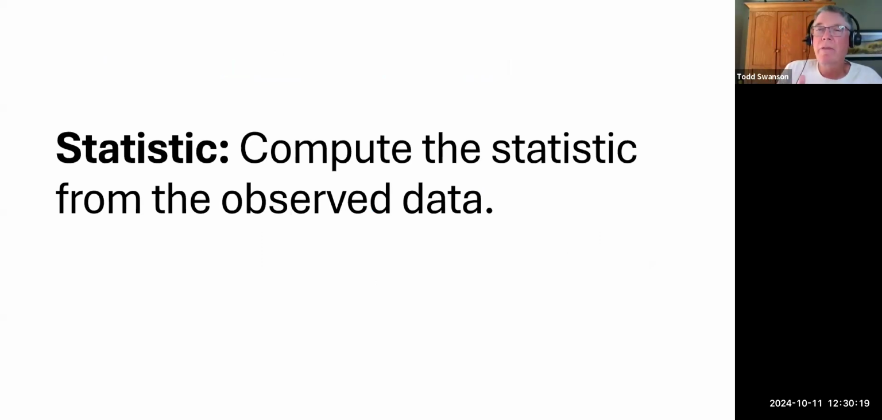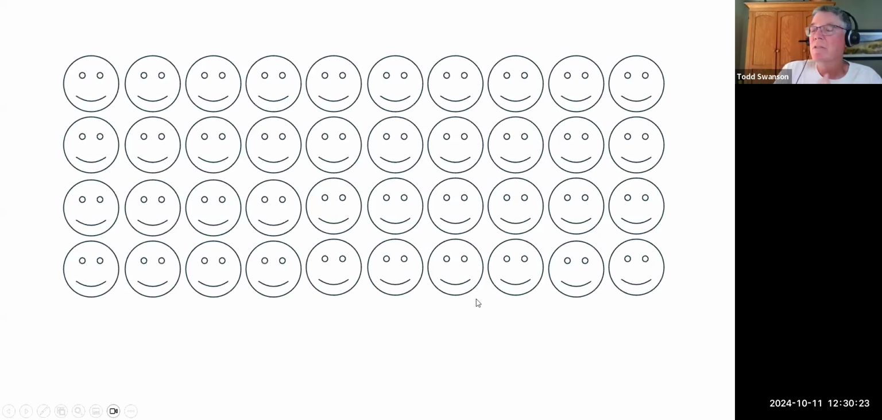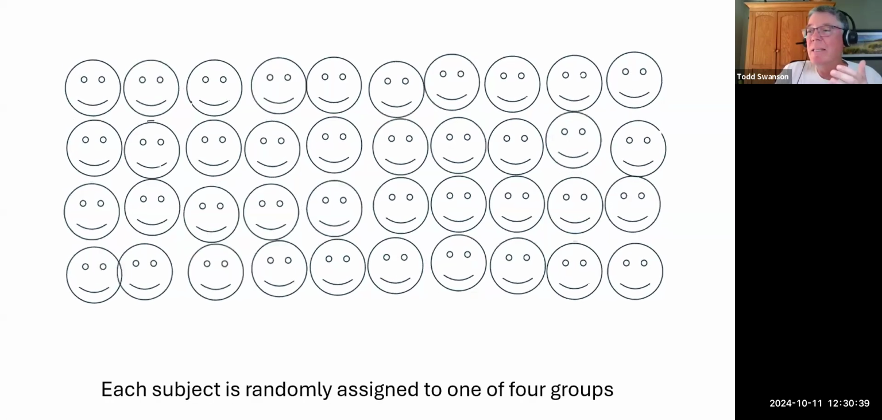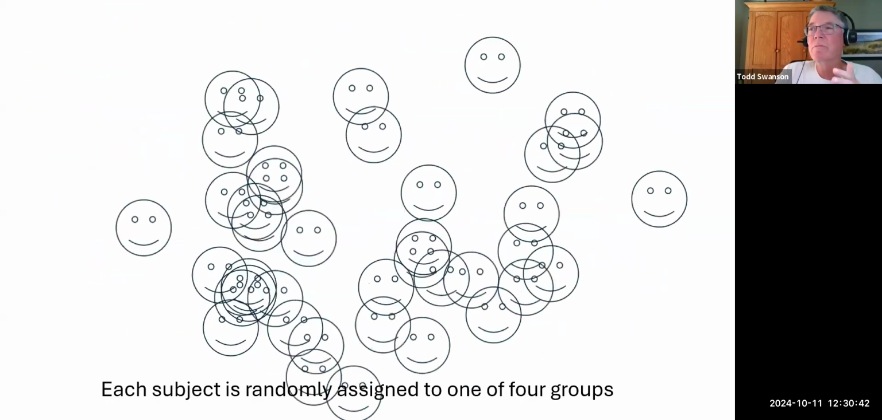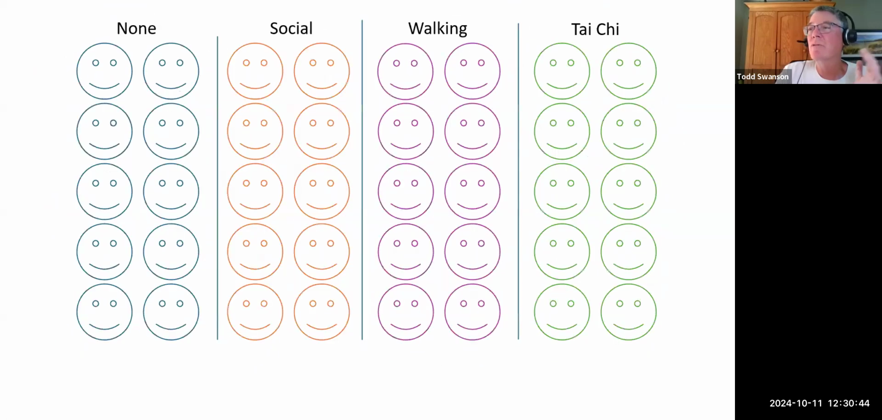So again, going through that 3S strategy, statistic, compute the statistic from the observed data. So you had these 107, or I forget how many I have here. I think there's 40 here. We'll see. So you've got these 40 people. They're signed up to be in this group. So they randomly assign them to one of those 4 groups. You've got the Nun, the social, and the Tai Chi, and they're in those groups.